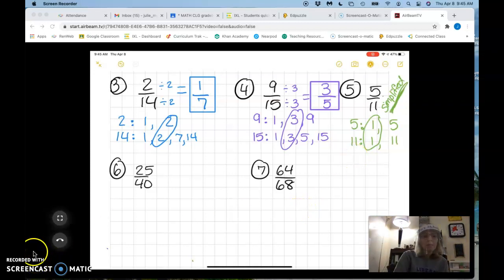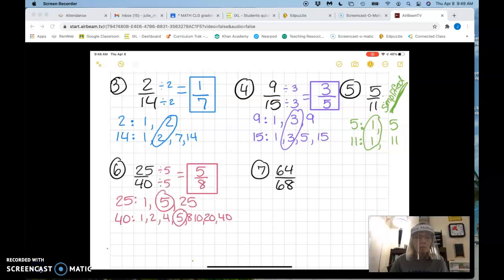Try number 6 on your own and then come back and we will talk about the answer and see if you got it right. All right, so here is the solution to number 6. We found our factors for 25 and 40. We found the GCF is 5. We divided by 5. And our fraction in simplest form is 5 over 8. Let's do number 7.